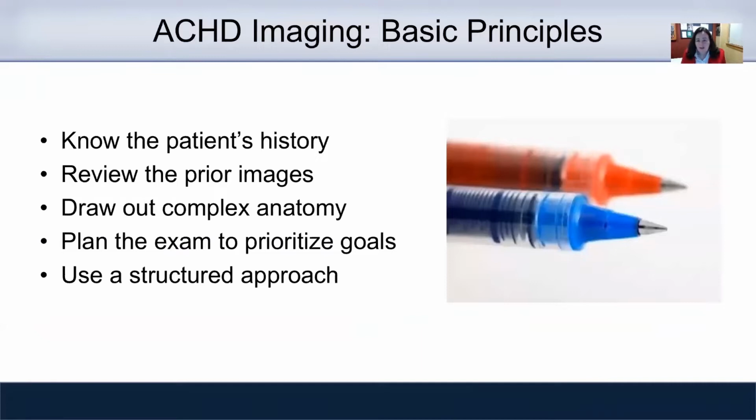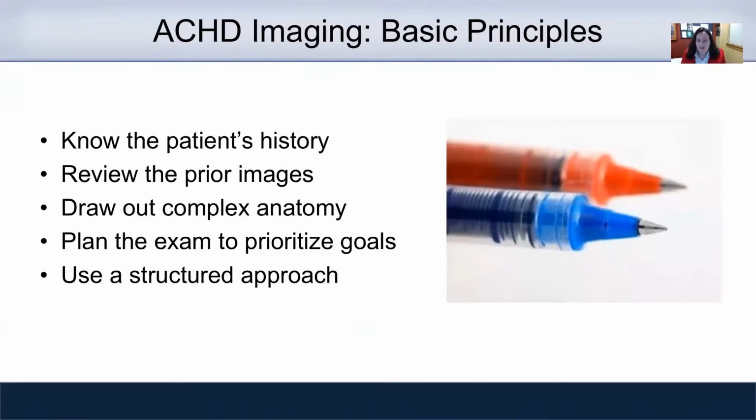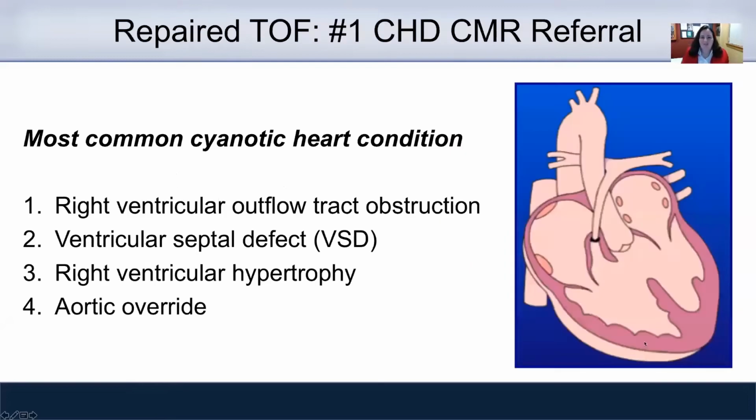And one take-home point when we're discussing MRI in adult congenital heart disease patients is I always start with some basic principles. That is, it's very important to know the patient's history, to always review prior images, and try to draw out any complex anatomy. We also plan the exam ahead of time to prioritize the goals, and then use a structured approach when we think about the complex anatomy of these patients.